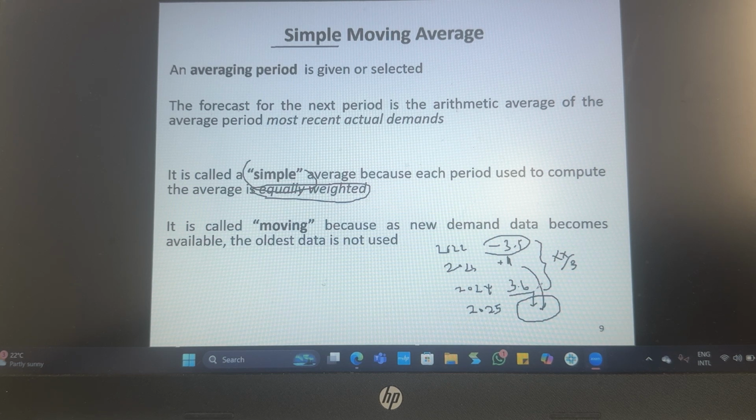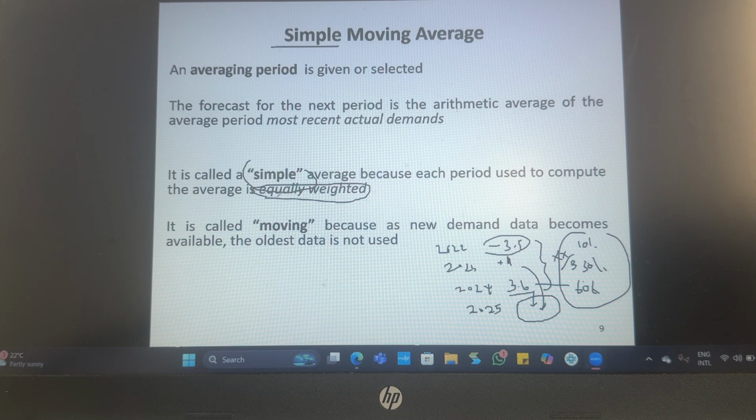Therefore we have to give some weight to each one. We will discuss those things next. That's why it is called simple, because it gives equal weight, but equal weight is not always accurate, right? At least we should give 60% or more for this one, 30% for this one, and maybe 10% for this one. This is somewhat okay. This is called weighted average. Now we are talking about the simple moving average.